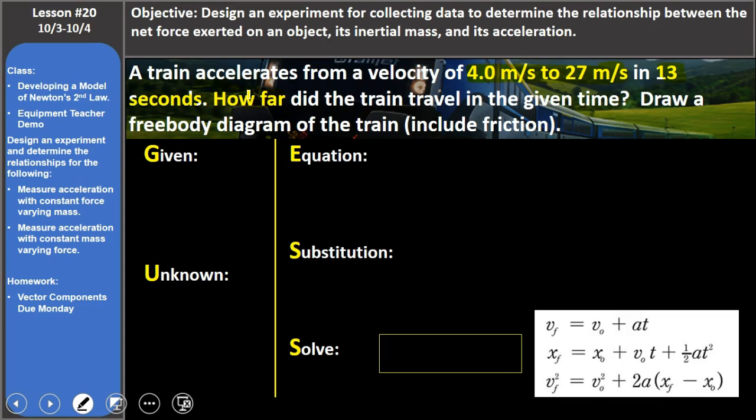What am I asking there? I'm asking for the distance, right? Okay, so a train accelerates from a velocity of 4 meters per second to 27 meters per second in 13 seconds. How far did the train travel in a given time? Okay, so what I want you guys to do is start the problem. You guys are doing this one on your own.